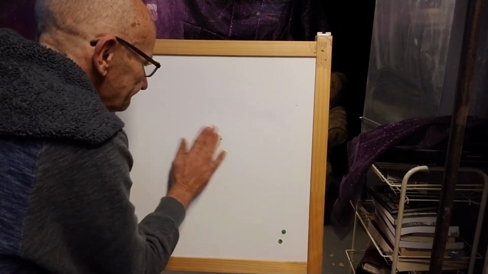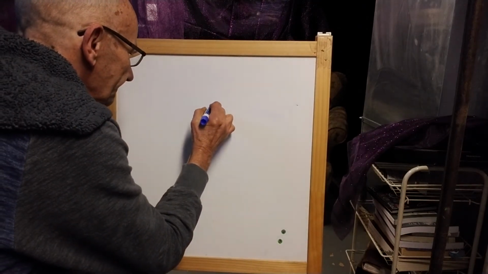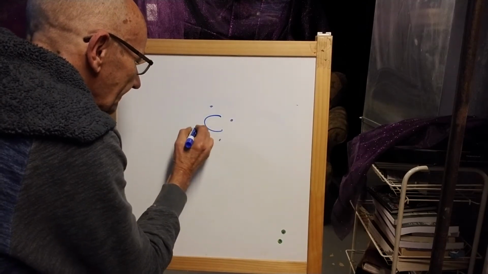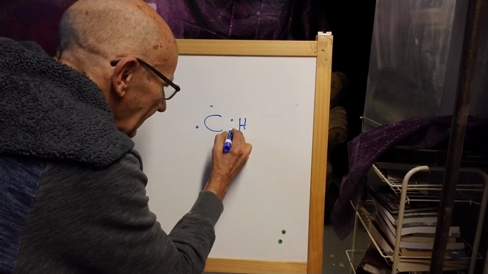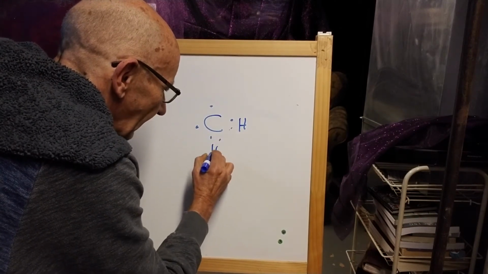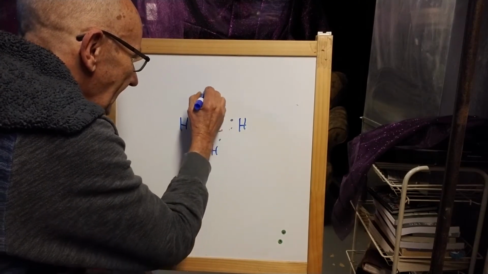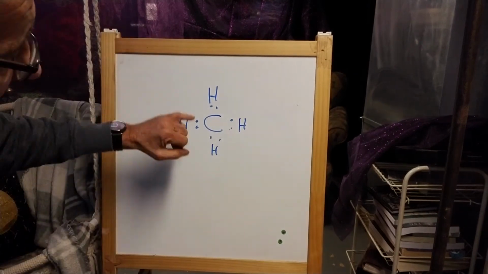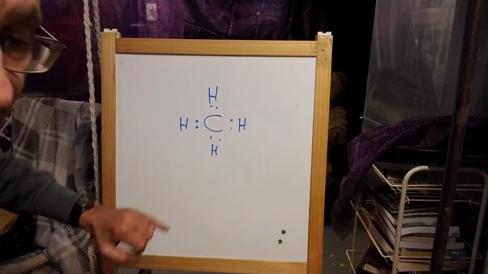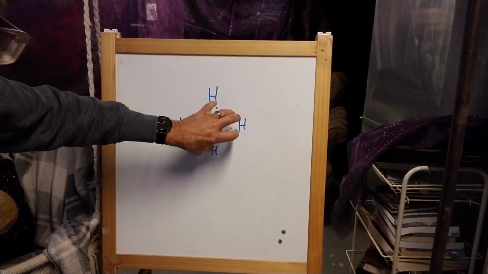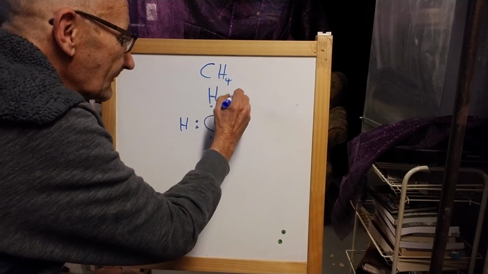Another great example is this. Carbon. He has 4 in his outer shell. Here comes hydrogen with its 1. Here comes another hydrogen with his 1. Another one. Carbon's got 8 in its outer shell. Each hydrogen has 2 in its outer shell. Covalent bonding. And this is CH4, or methane.